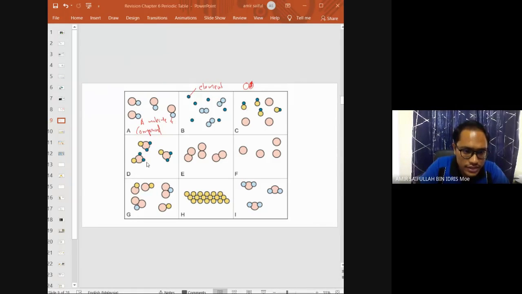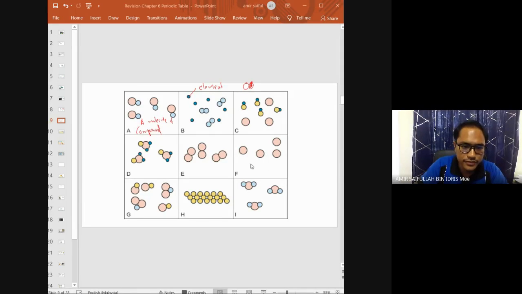So this is not a mixture because it doesn't mix with any other compound or other element. It is only the same compound together. So these are molecules of compound. Correct. So D is a molecule of a compound, and this one is a molecule of an element. E is a molecule of an element because same element. This one is an atom of an element.